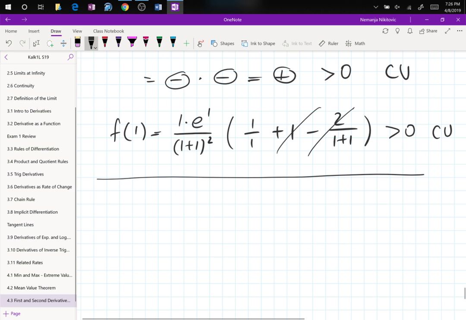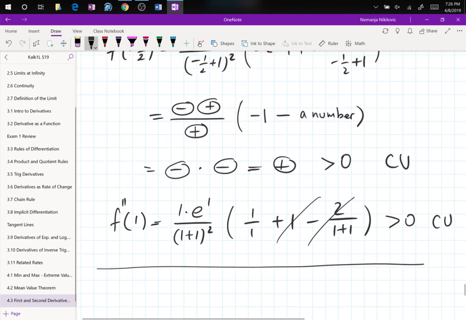Is that sec F? Oh, yes, double prime, second derivative test.